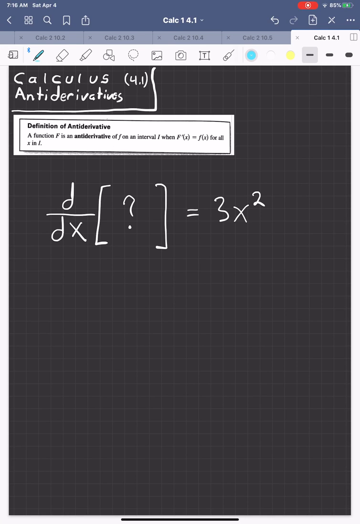All right, my calc babies, we are finally into chapter 4, and we're going to switch gears a little bit. The second major topic of calculus is that of integration. And indulge me for a second.